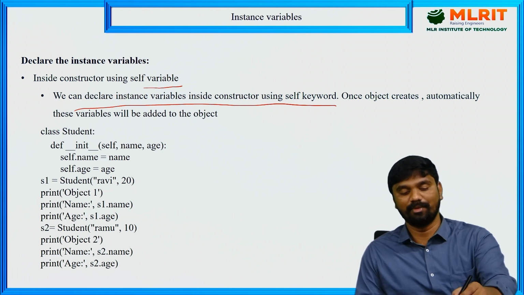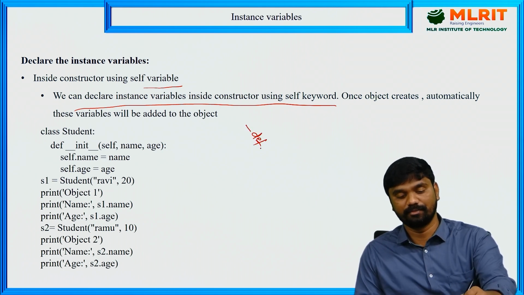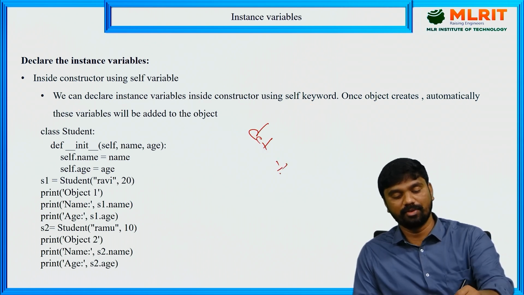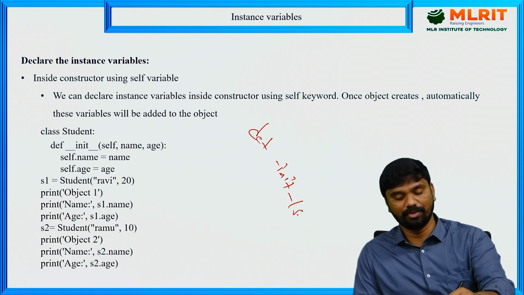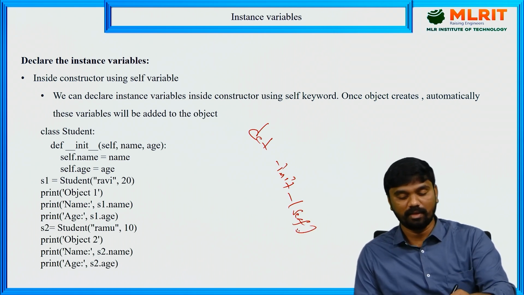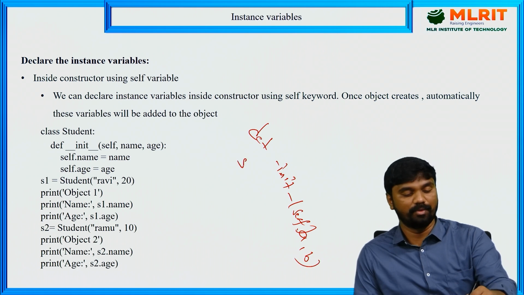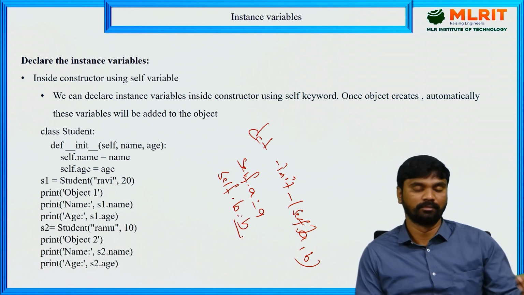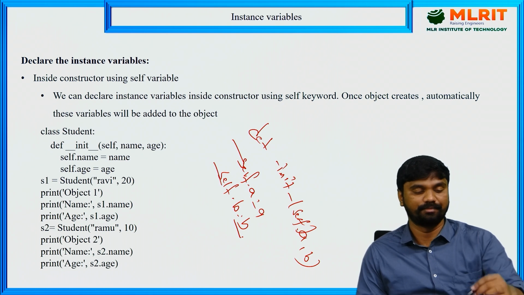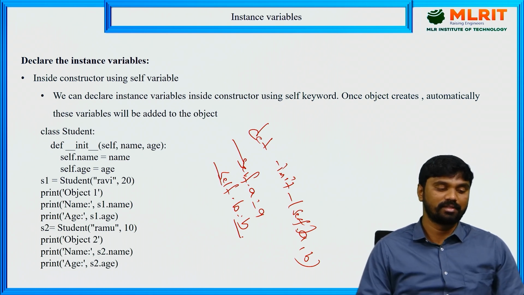For example, say def __init__(self, a, b). Now self.a = a and self.b = b. These are the instance variables.